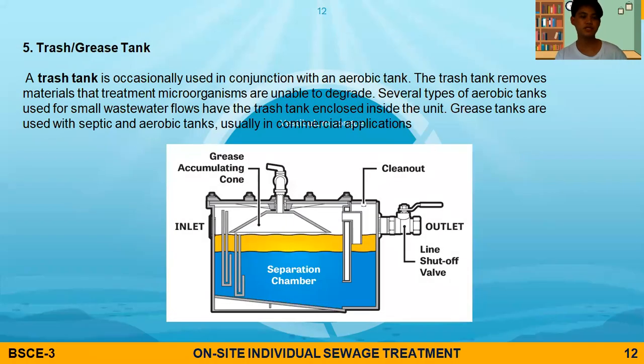Number 5 is the trash or grease tank. A trash tank is occasionally used in conjunction with an aerobic tank. The trash tank removes materials that treatment microorganisms are unable to degrade. Several types of aerobic tanks used for small wastewater flows have the trash tank enclosed inside the unit. Grease tanks are used with septic and aerobic tanks, usually in commercial applications.